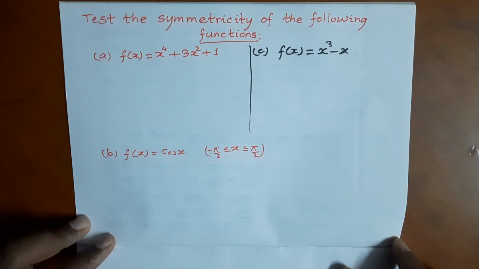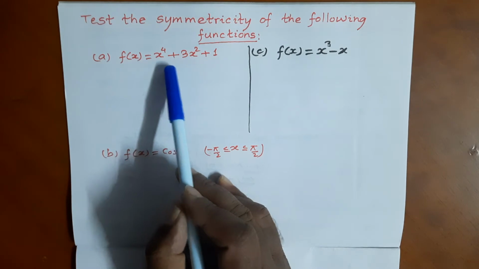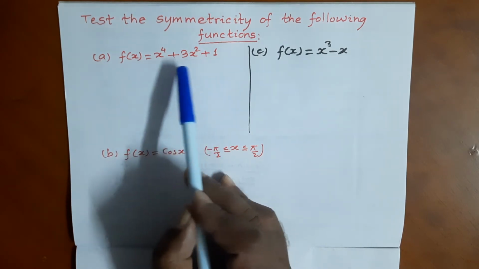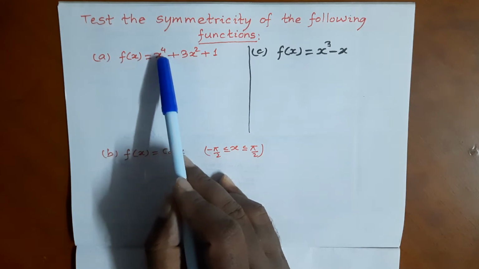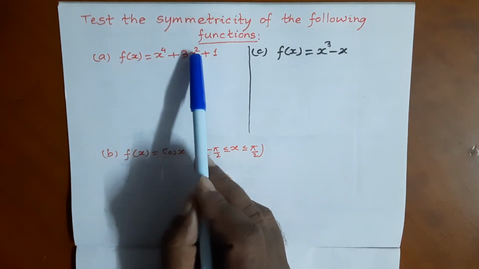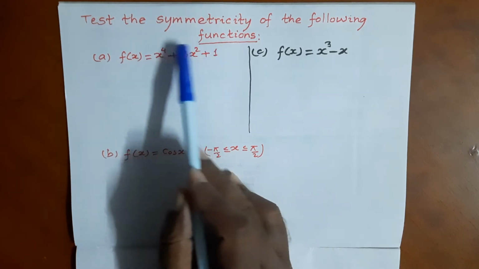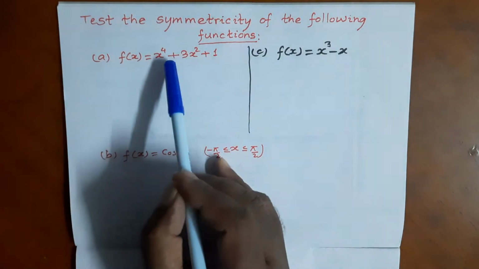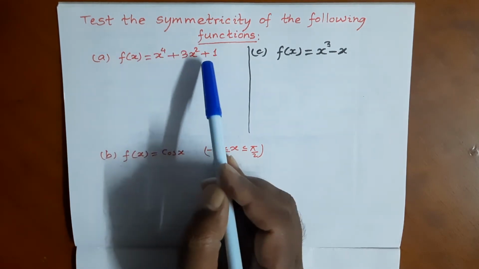So without delay, I will start today's topic, testing the symmetricity of the given functions. Here is given f(x) equals x power 4 plus 3x square plus 1. In this function, x has only even power. Here the power of x, 4, is even, and the power of x, 2, is even. So if in the function x has only even power, then it is symmetrical about the y-axis.